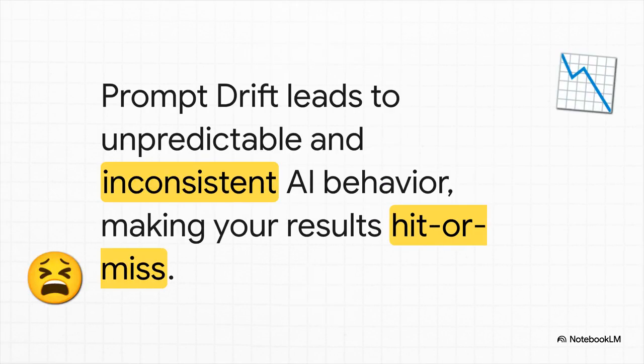There's actually a name for this frustration. It's called prompt drift. It's that feeling you get when you have this brilliant AI response one day and you're so excited, and then the next day you ask a similar question and get, well, junk. That inconsistency almost always comes from casual, unstructured prompts, and that's the problem we're here to fix for good.